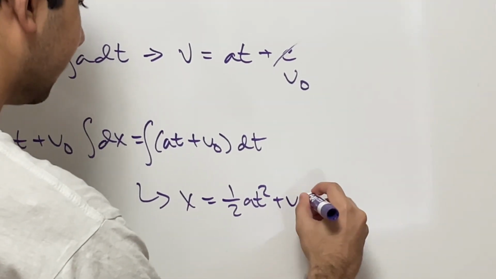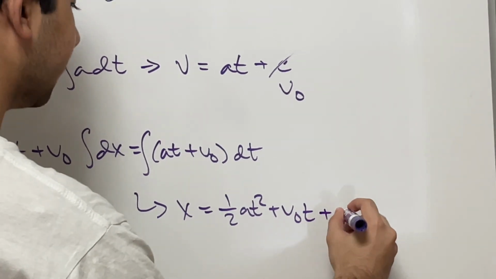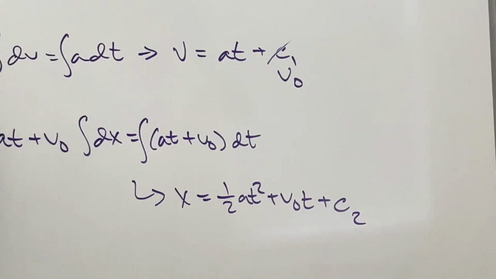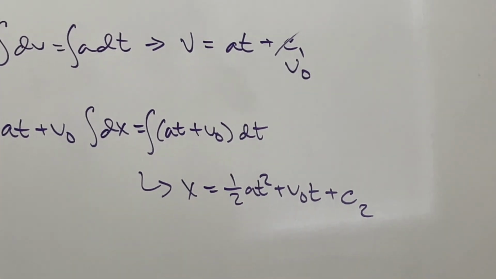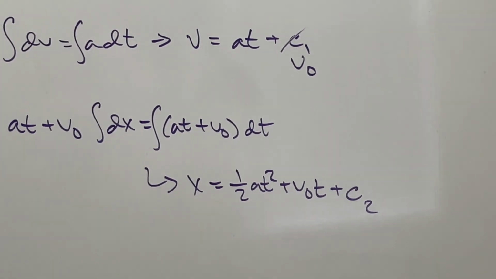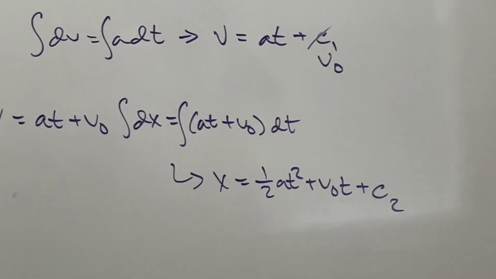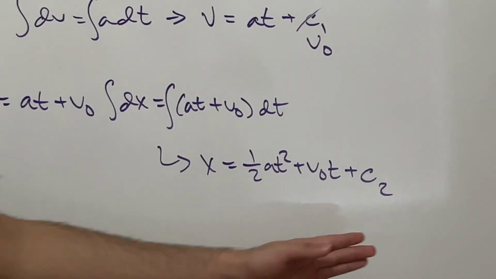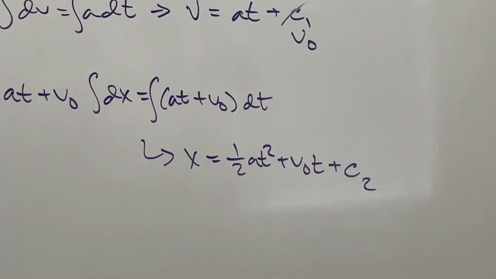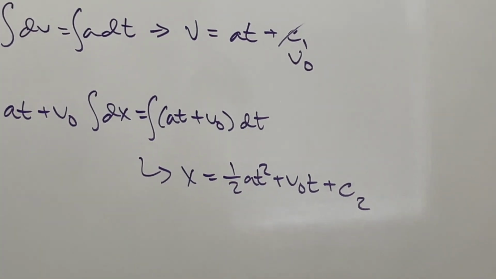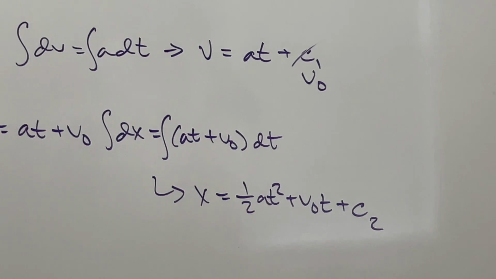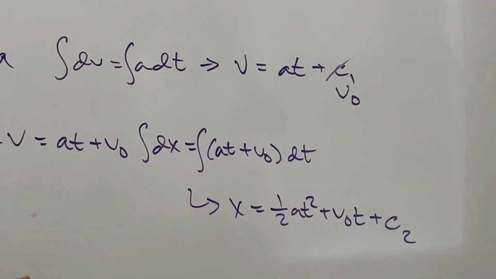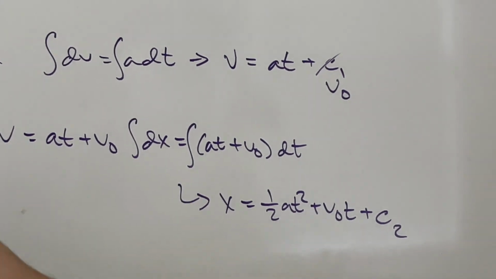Plus, not a constant. I should probably call them c1 and c2, really. We mathematicians. But basically, plus another constant. Now we have our position as a function of time. We need to figure out what this constant is. So let's think about this. We have an object at some position, and it's going to accelerate over some time and reach a new position.